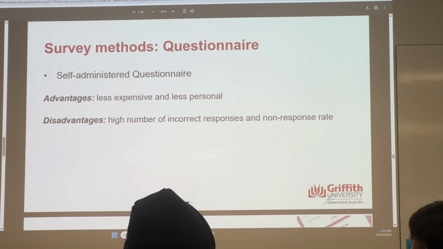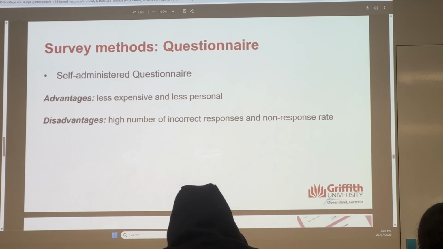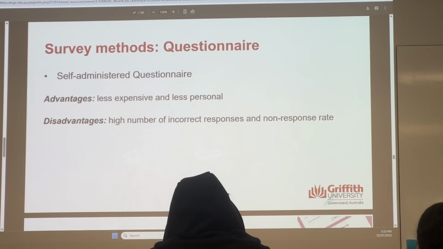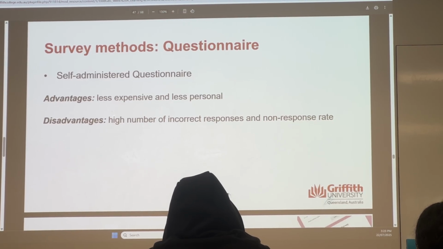So self-administered questionnaire means, like on the Google, there's a questionnaire. They will send you the link. You can go to that page and you can fill the questionnaire. Or you can post that, old-fashioned. You can print it and post it, so they can get it from the post. And then they write it and then send it to you back. That's very old-fashioned. But self-administered questionnaire means they send you the questionnaire and you fill it out.